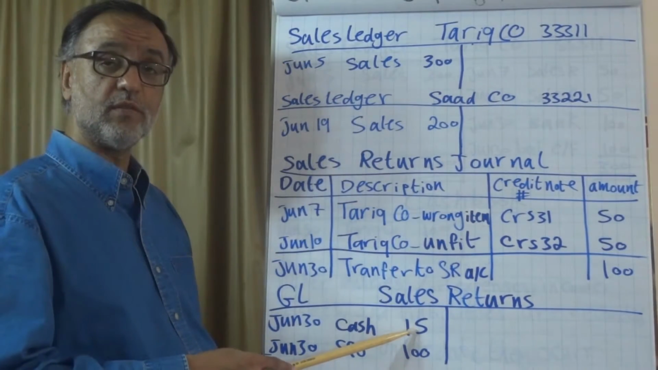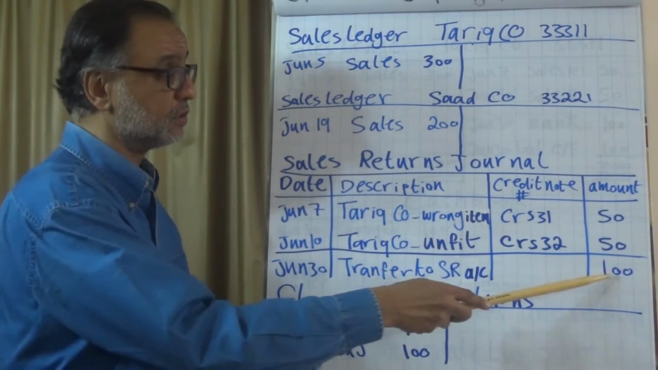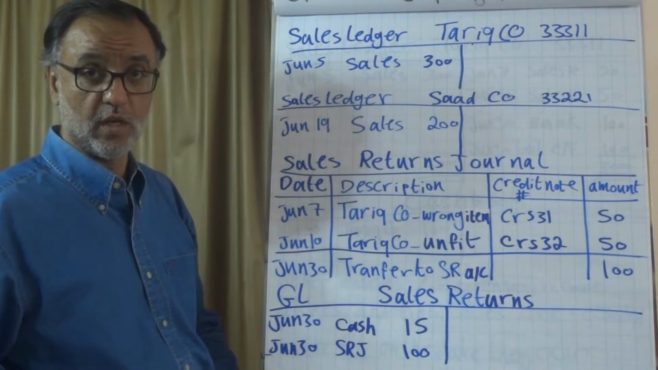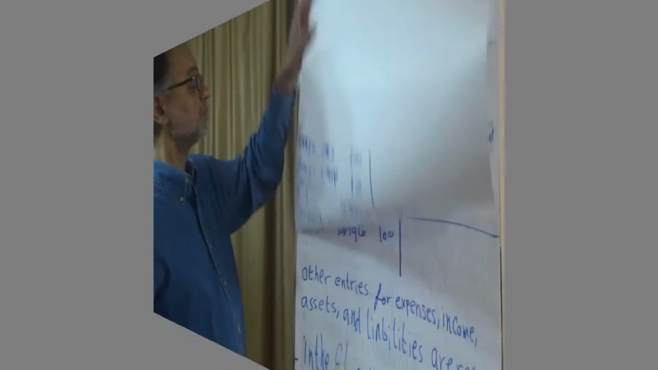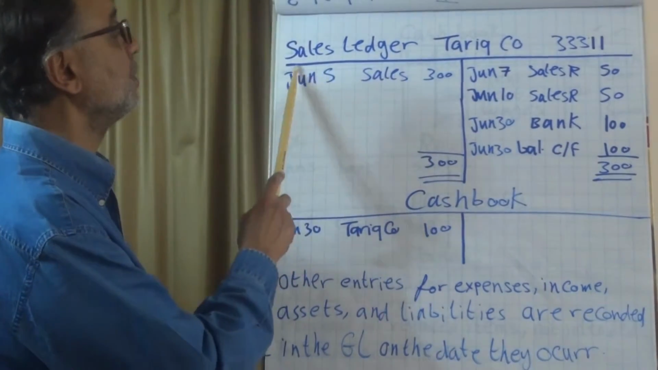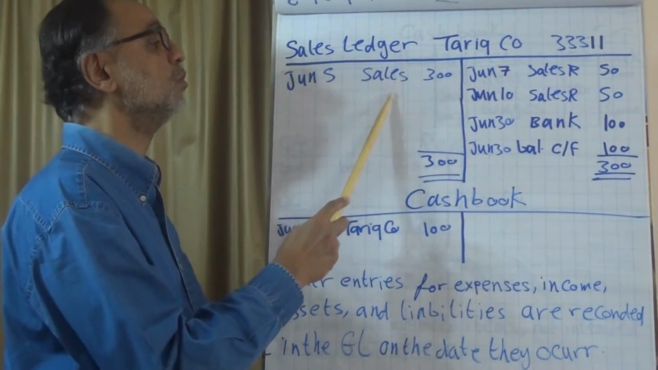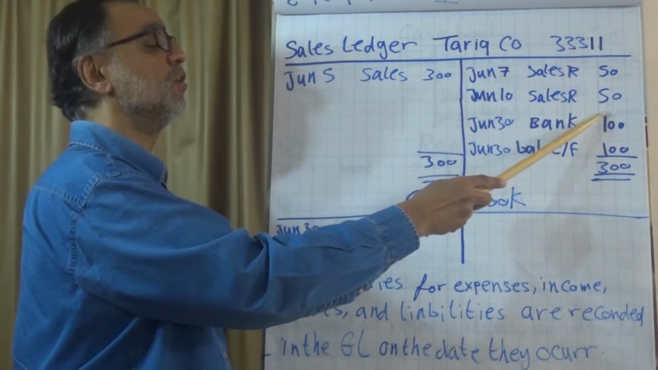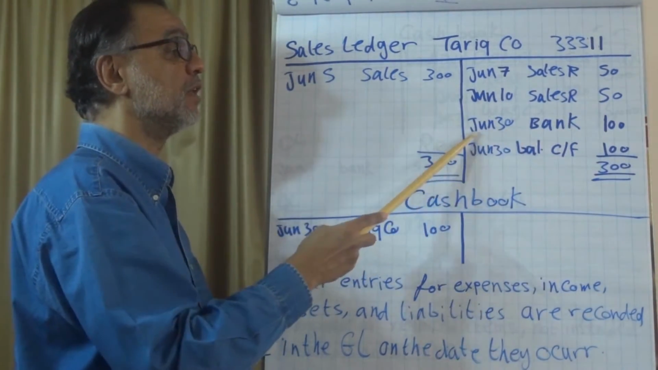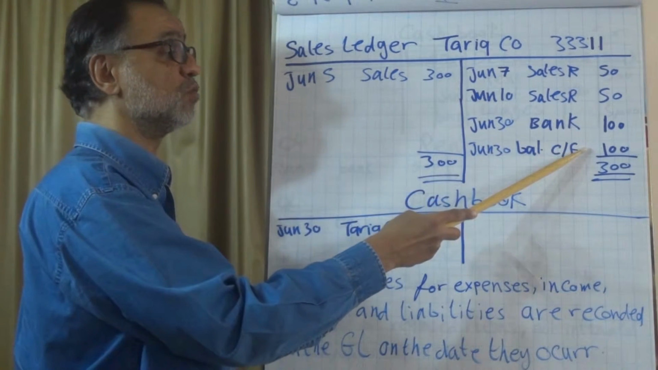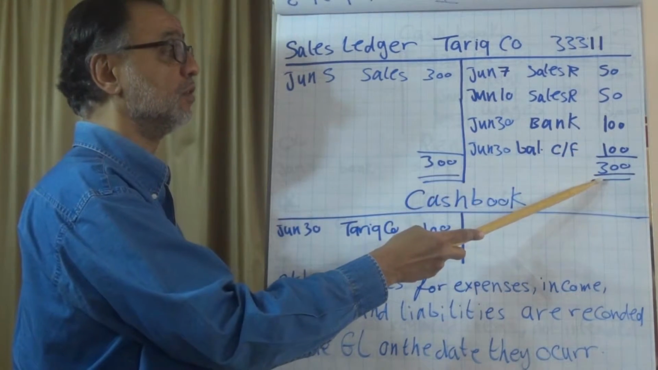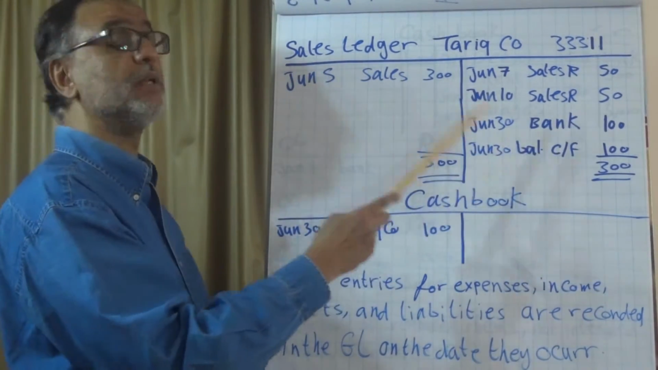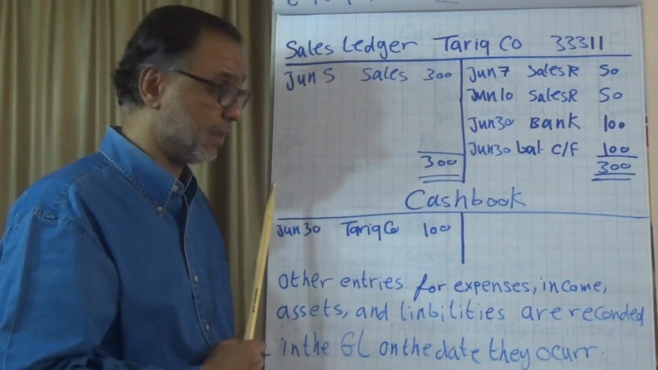We have the cash one, $15, and we have the $100 that's the total of the sales return journals, regardless of who the customer returning is. We look to Tariq's account in the sales ledger. He bought items of $300. He did 2 returns, each of $50, and he paid on June 30 $100. His balance is $100. Total is $300. His balance is carried forward to be the beginning of the following month's balance.